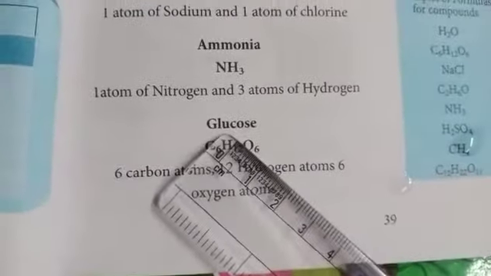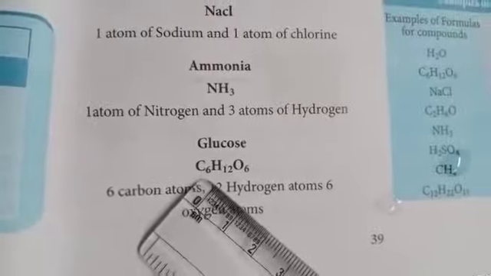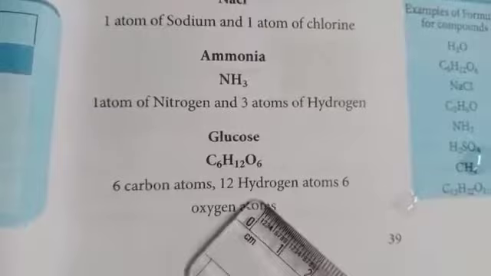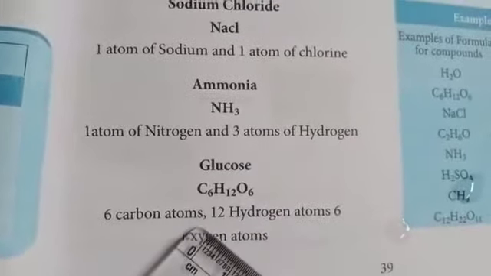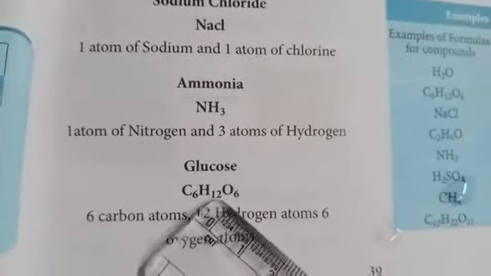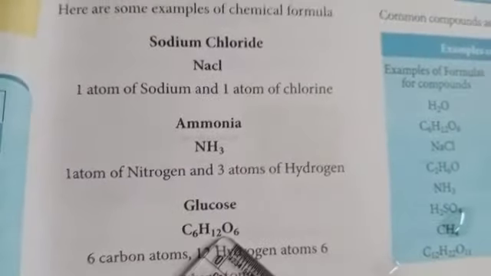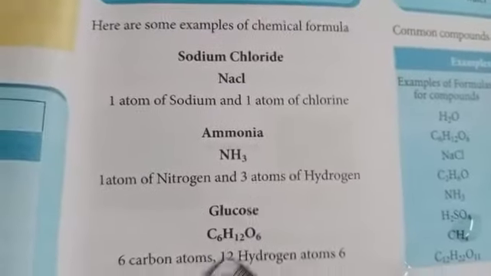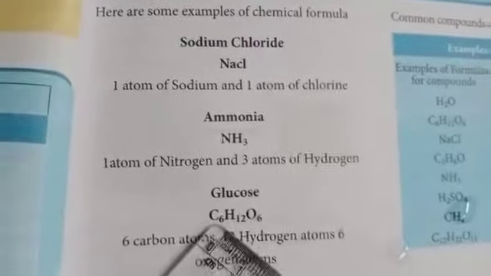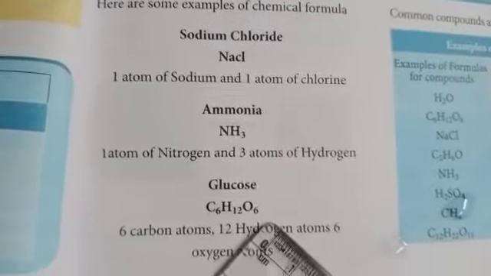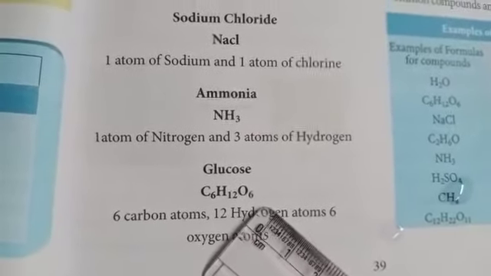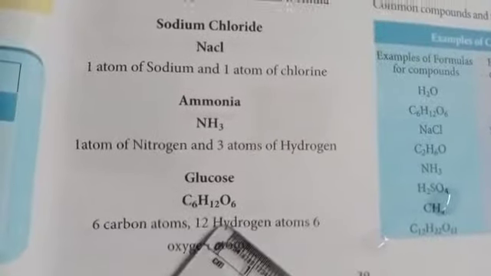And the third example is glucose. The chemical formula is C6H12O6. Here in this molecule, 6 atoms of carbon, 12 atoms of hydrogen and 6 atoms of oxygen are present. So like this, you should be able to identify the number of atoms and the information about the elements present in the molecules.